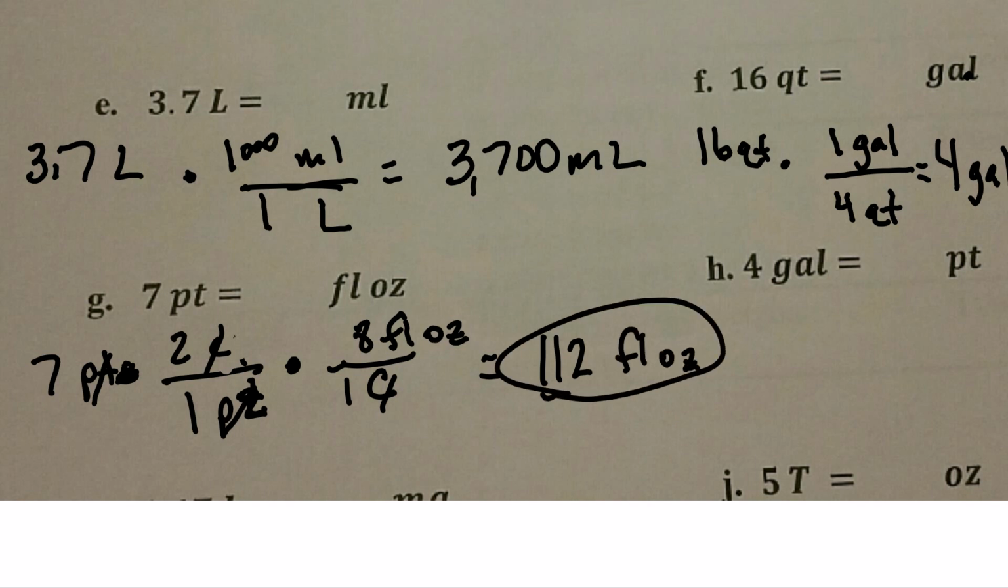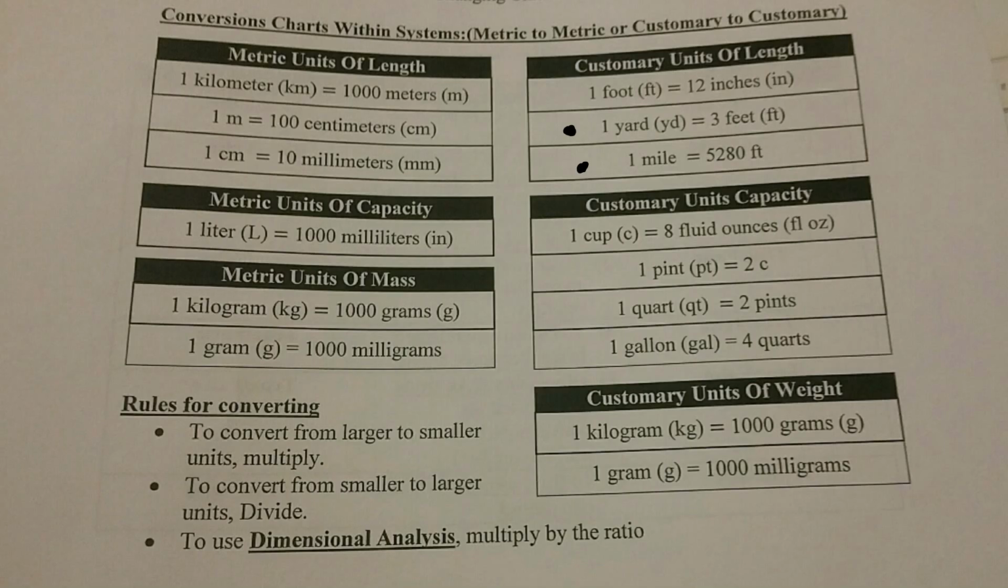Alright. 4 gallons equals how many pints? Once again, I don't go right from gallons. If I look at my chart, I don't have something that goes gallons to pints. Alright. I have gallons to quarts, quarts to pints. So I'm going to use both of these right now. I'm going to go gallons to quarts, then quarts to pints. And that's how I get this. So I'm going to put 4 gallons, because that's what the problem says.